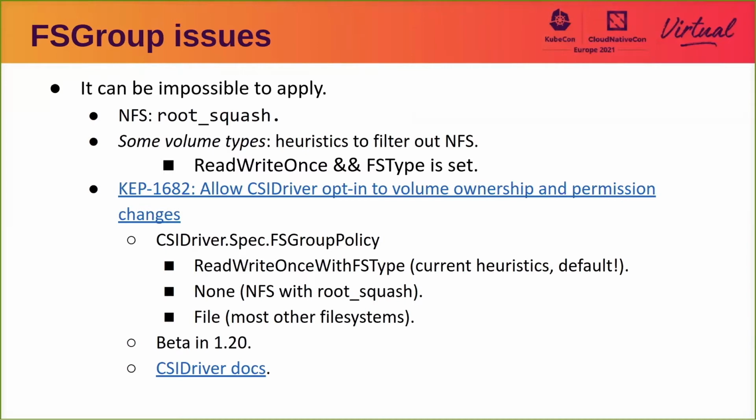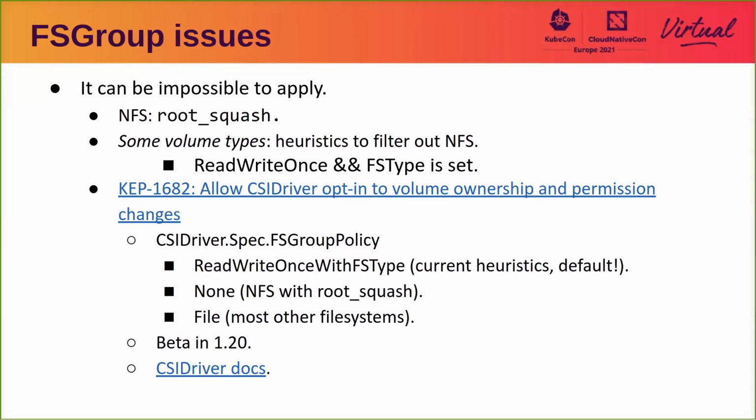But for CSI, we don't know what kind of volume a CSI driver provides, and if it has something like root squash. So far, we had heuristics that tried to find out if a volume could be NFS. If a volume has access mode ReadWriteOnce and FS type is set, then we assume it is not NFS and we apply FSGroup. You can see this heuristic is pretty ugly, even though it works well in most cases.